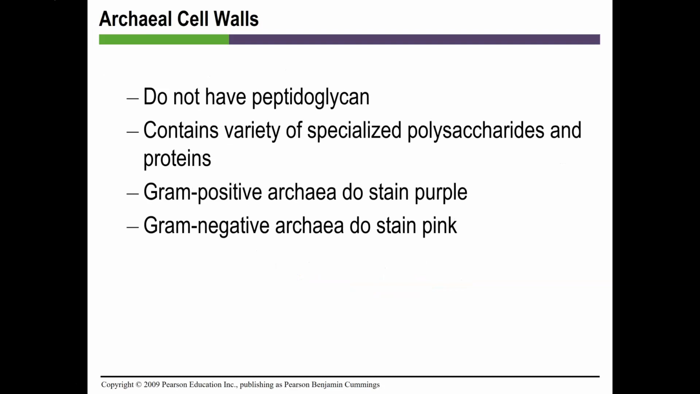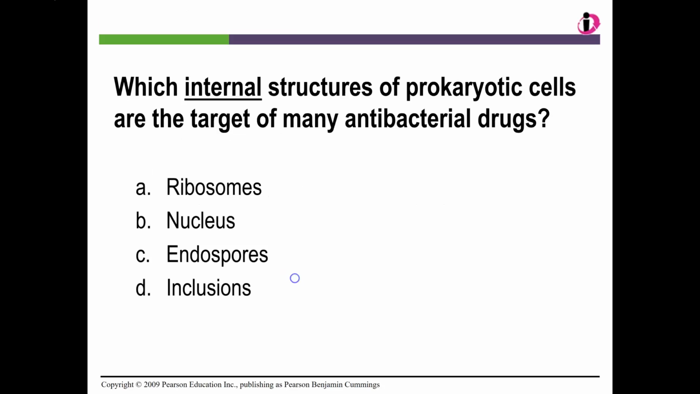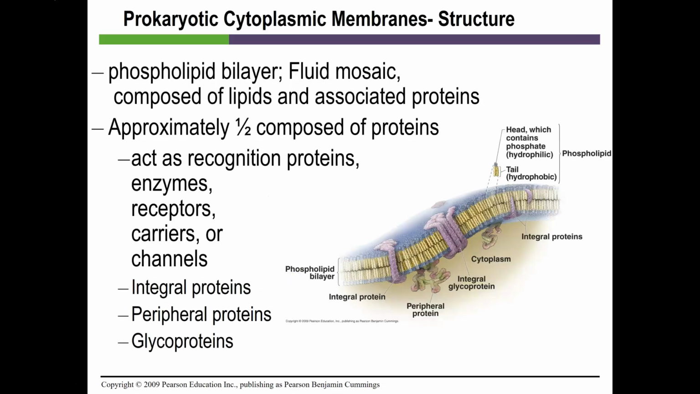They don't have peptidoglycan. They have other types of polysaccharides or proteins that make up their cell wall. They do have gram-positive and gram-negative types of structures that stain in a similar way that the bacteria do in a gram stain, but they are a bit different, chemically different cell wall structures. Moving to cell membrane. Of course, the cytoplasmic membrane is an important structure because it separates the internal environment of the cell from the external environment of the cell.